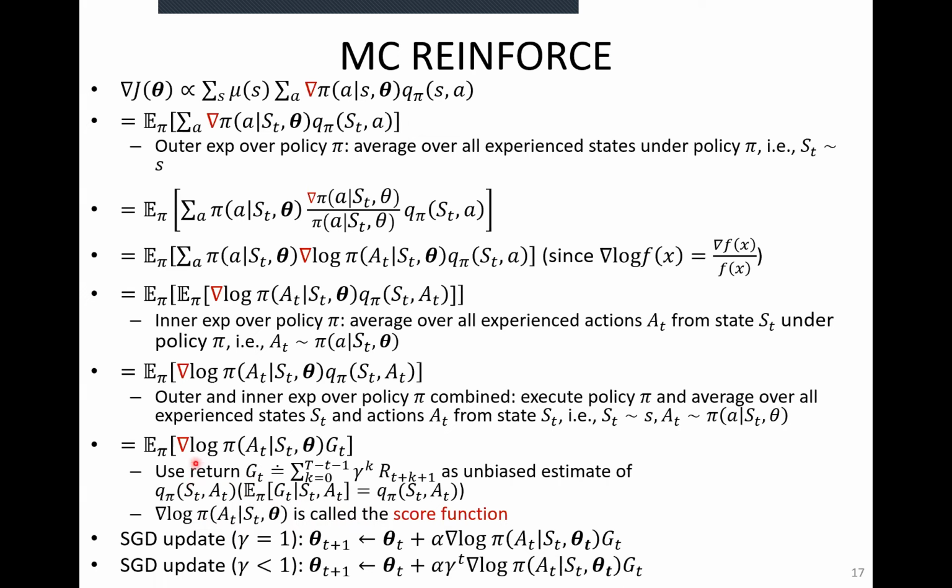The term in the front, the derivative with regard to the log pi, is called the score function. So once you have this derivative of J theta, you can use gradient ascent to perform update to the function parameter, to the policy parameters theta, as usual.